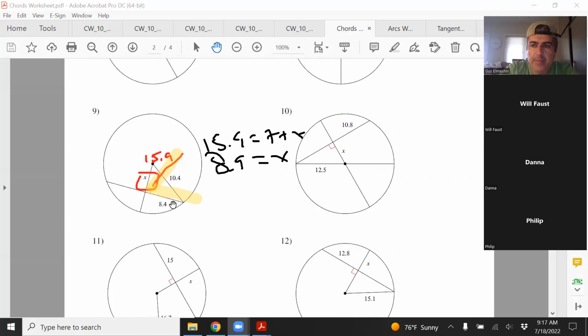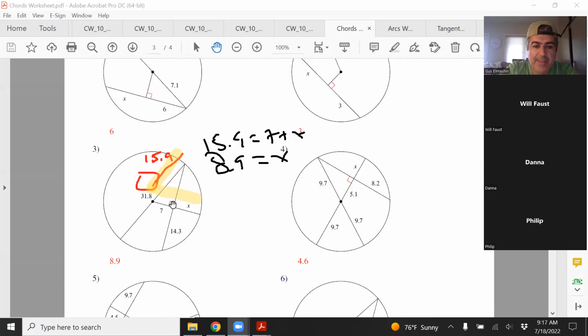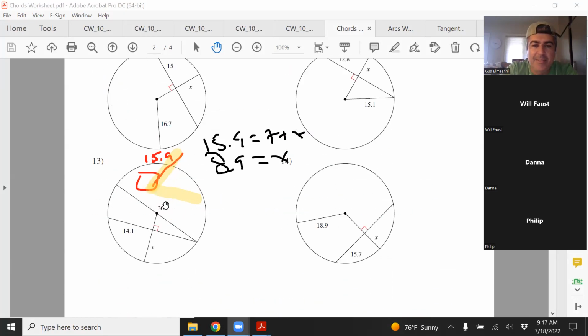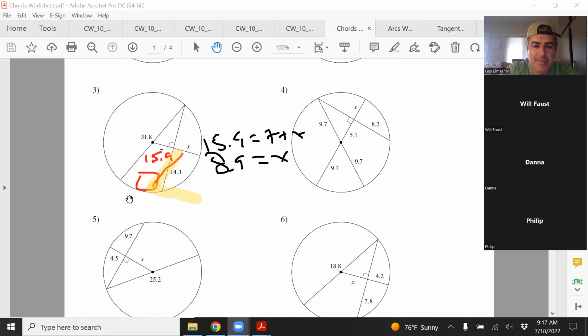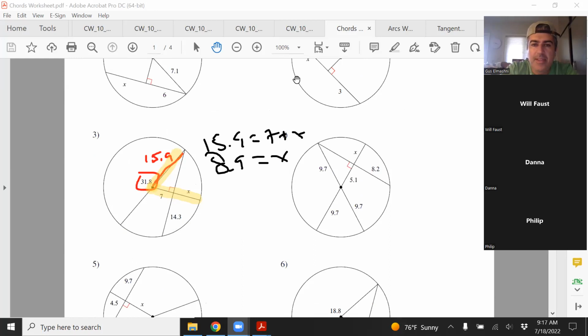And just to make sure I don't look silly, I actually got this right. There you go, 8.9. Sometimes I can make mistakes or look at things the wrong way. So same thing here. If that's 9.7, that's 9.7. So x is going to be 4.6.